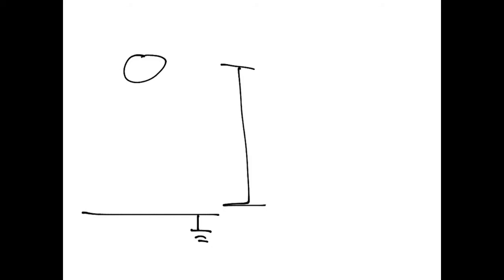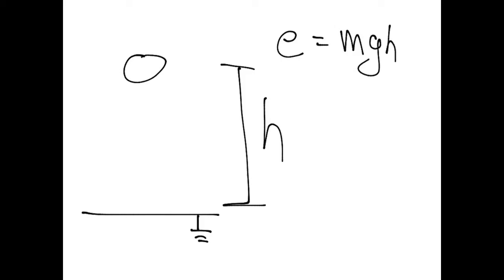Another very convenient way to think about current is if we have a ball and we have earth, or the ground, so you can almost think of this as the ground in our circuit. And this is at some level, some height of h, and you know that the energy with this ball at height h is equal to mgh. That is just the potential energy of the ball.